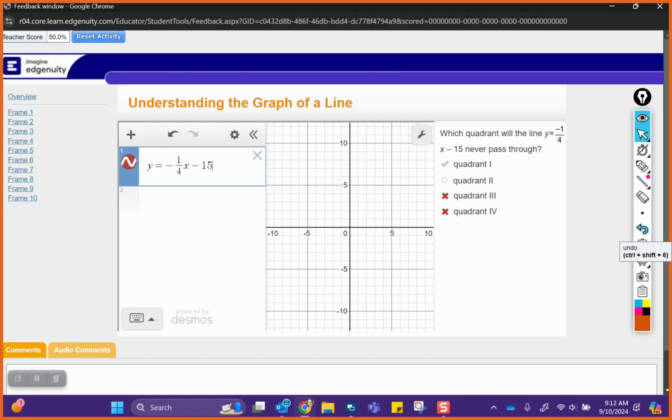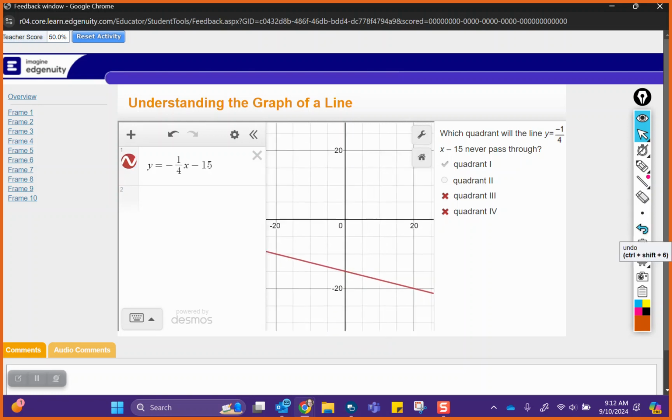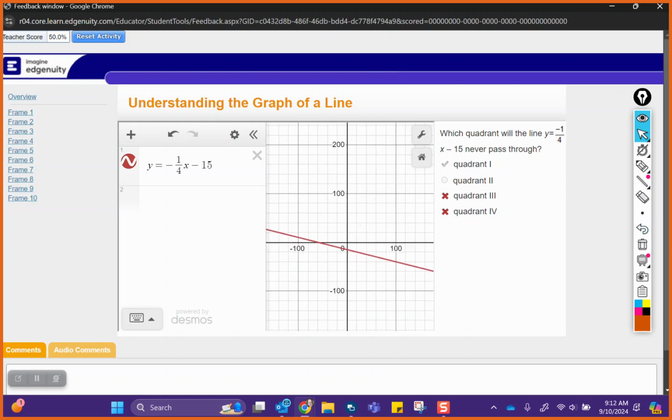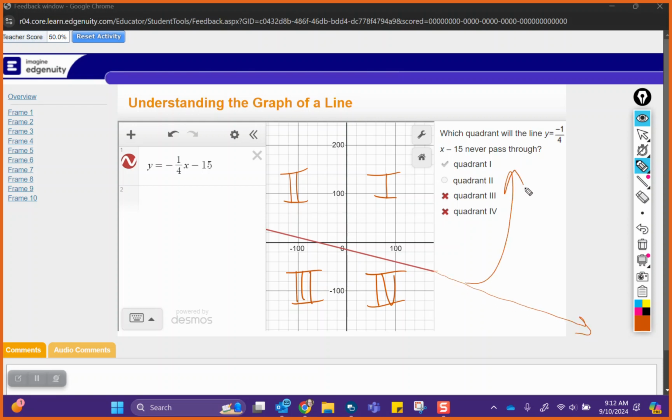So again, it doesn't look like it's in any of the quadrants, but let's zoom way out. You want to zoom out far enough that you can see all 4 quadrants. So here is quadrant 1, here is quadrant 2, 3, and 4. You can see that it will never pass quadrant 1 because that line is just going to continue downward and it's not going to come back up in any way and hit quadrant 1. So quadrant 1 should have been selected for that question.